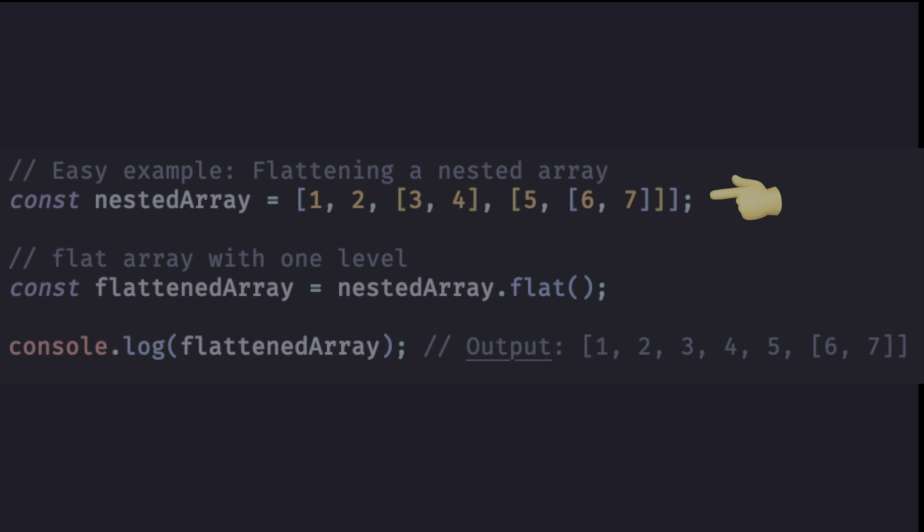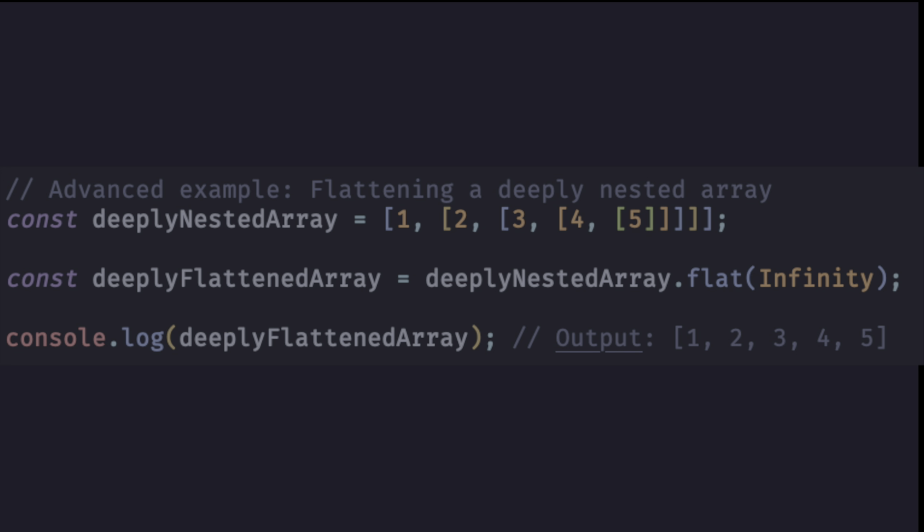In this easy example, we have a nested array with multiple levels of depth. Using the flat method to create a new array, which is a one-dimensional array, containing all the elements from the original nested array. If the depth level is not specified, then it is 1 by default.